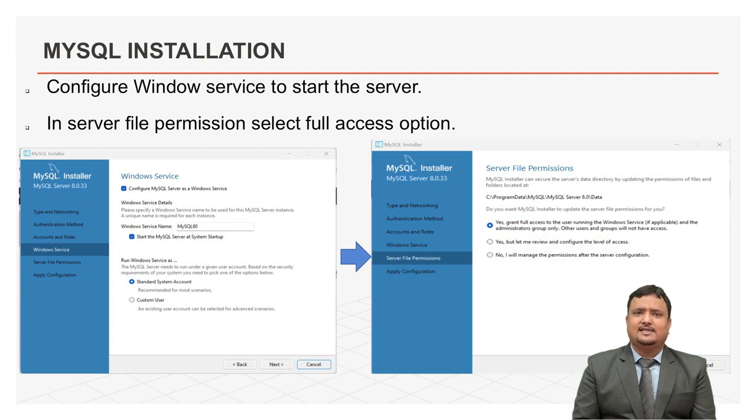Now, this is the server file permission wizard. In this wizard, MySQL Installer can secure the server's data directory by updating the permissions of files and folders located at C:\ProgramData\MySQL\MySQL Server and data. From this screen, select the first option, which grants full access for the administrator group only. Click on the next button to continue.